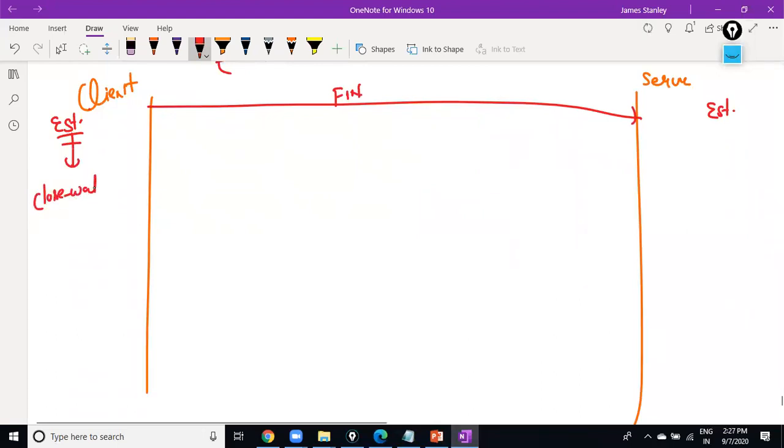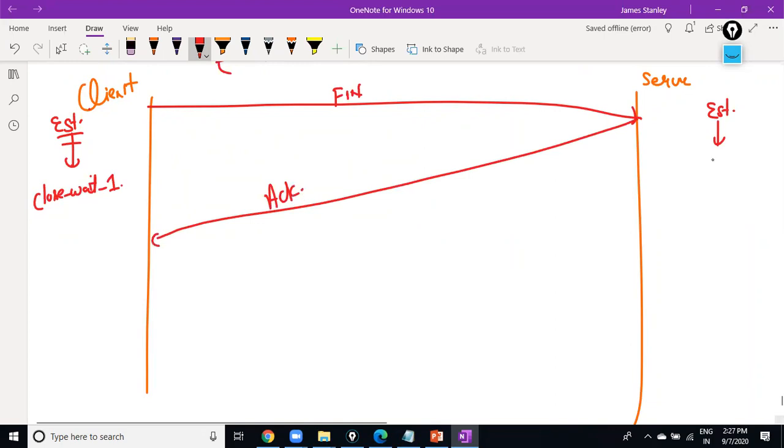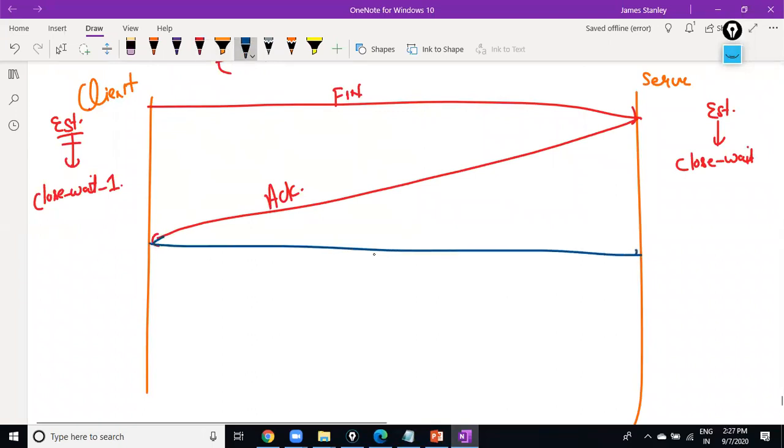close wait 1. This is in which state? FIN received, send acknowledgement. This is the acknowledgement. So this is now known as close wait. When on this side I received the acknowledgement, now I'm sending what? FIN. So when I'm sending the FIN, if I receive the acknowledgement and after that I have to send FIN, now this state is known as close wait 2.